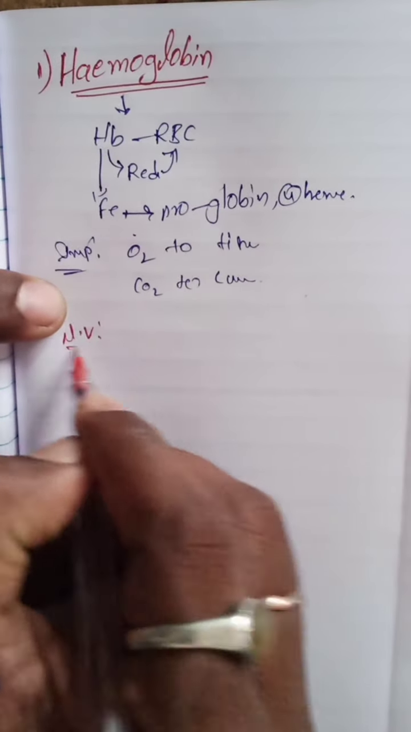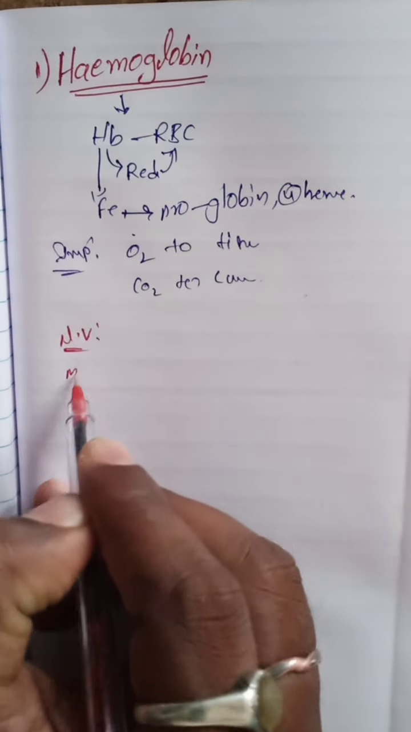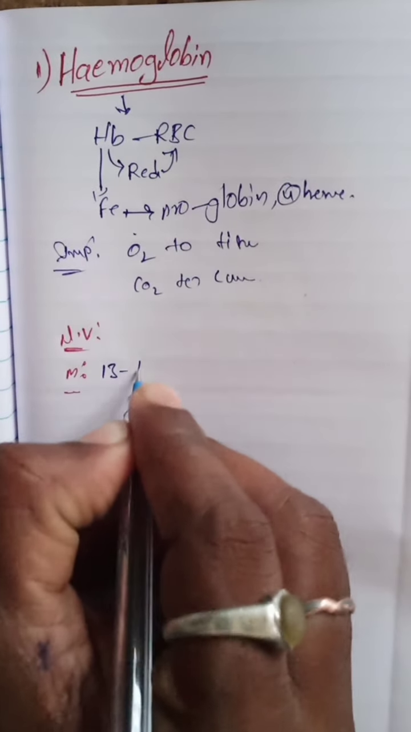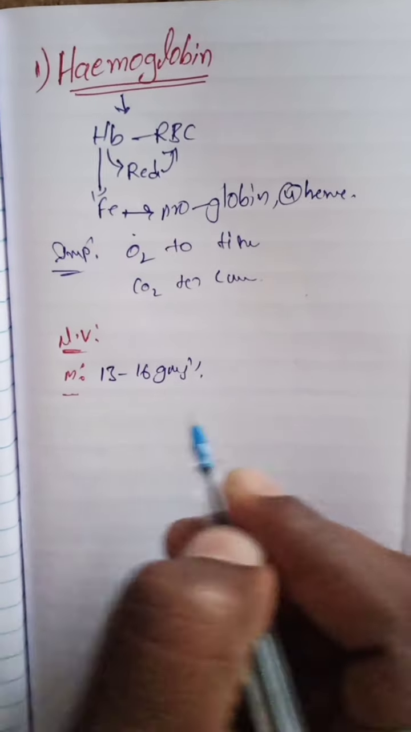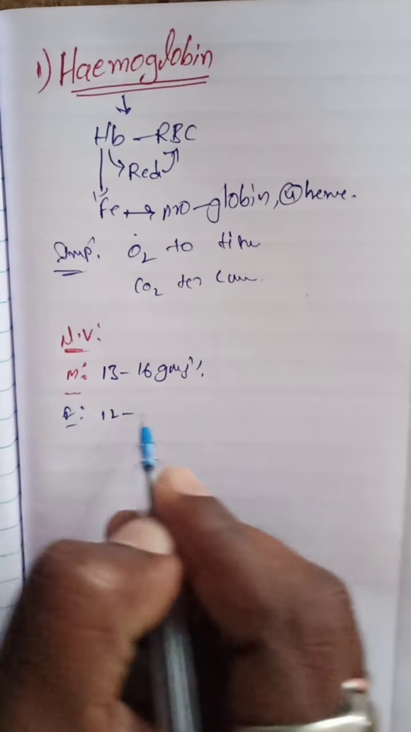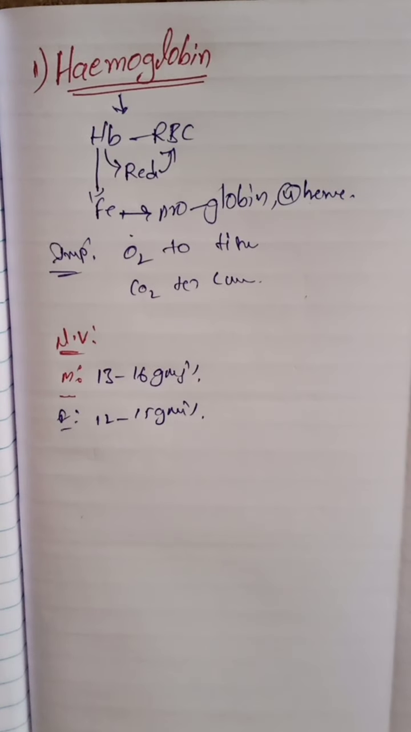First we will discuss the normal values of hemoglobin. The normal values in males are 13 to 16 grams percentage, and in females 12 to 15 grams percentage. So these are the normal values for hemoglobin.